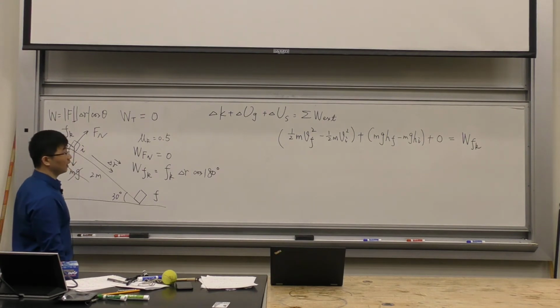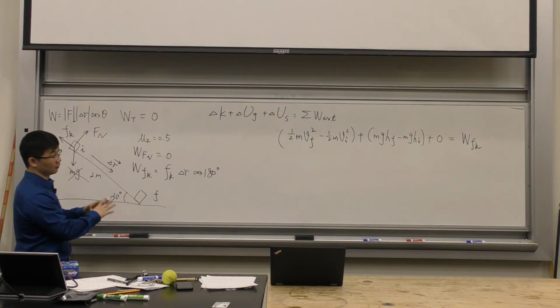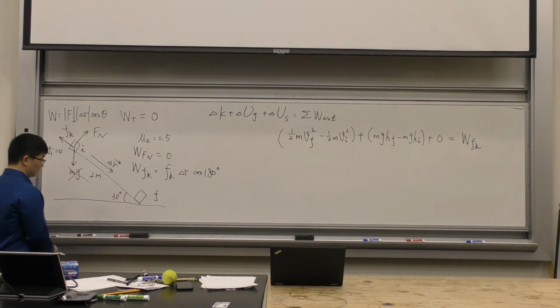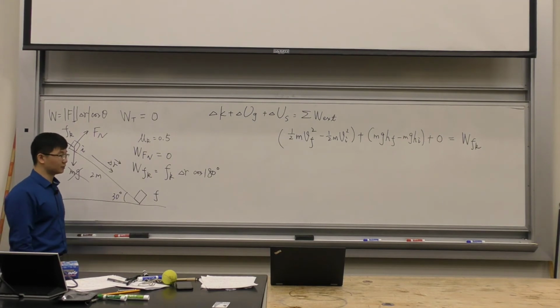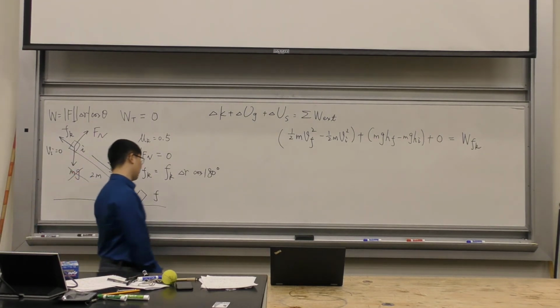Do I know these two heights? If I know these two heights, then I'm good on the left-hand side. The only thing I don't know on the left-hand side is the final speed, so I don't need to worry about the left-hand side. Again, now we do have a ground. Most people will just say, I'm going to call the ground 0 height.